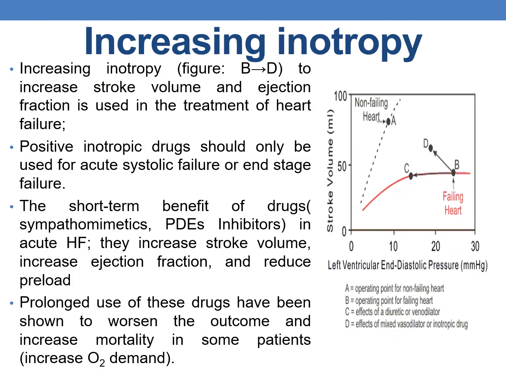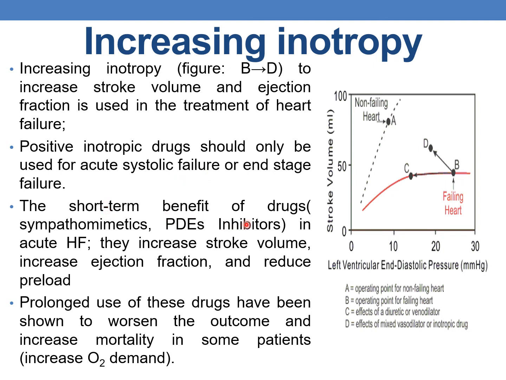The next principle is increasing inotropy. Here also it follows the same principle. A shift from B to D is seen. It increases the stroke volume and ejection fraction and is used in the treatment of heart failure. Positive inotropic drugs should only be used for acute systolic failure or end stage failure. This is an important point.